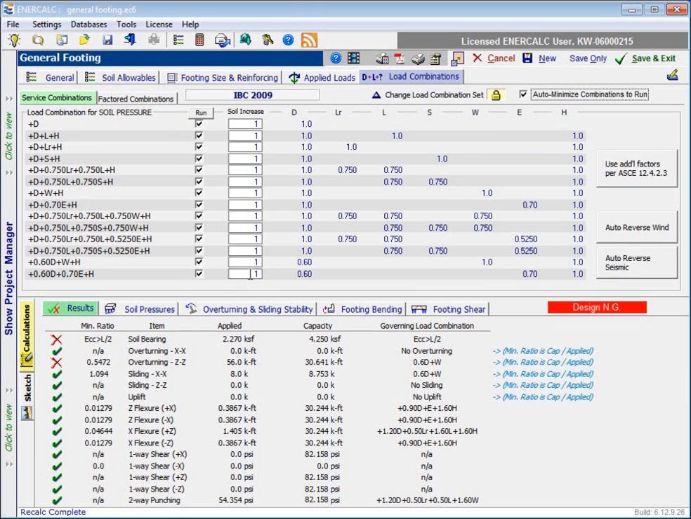And so what you could do if you have a report like that is come in and just edit these values for the load combinations that include wind and seismic to reflect the increase that the geotechnical engineer has provided you.